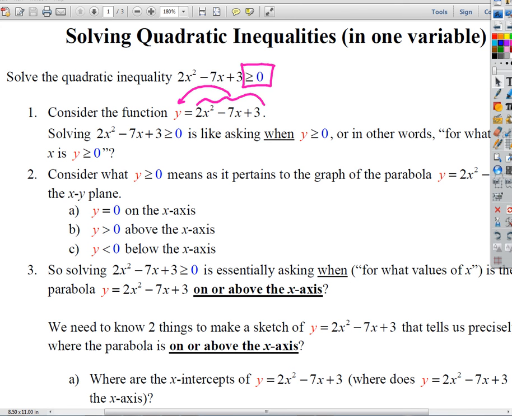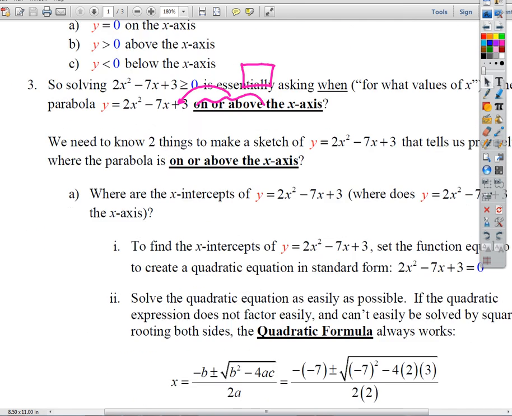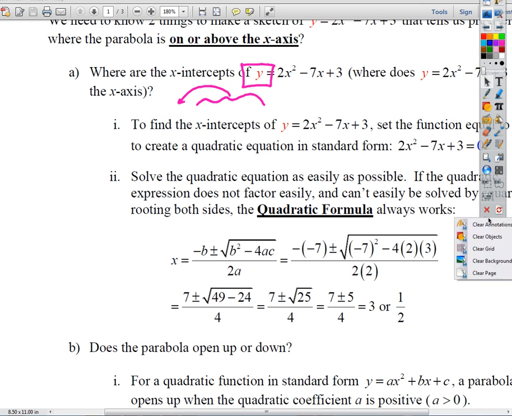If I want to sketch this parabola, there really are only two things I need in my sketch. It does not need to be accurate at all. All we have to know is, where are the x-intercepts? So where does it cross the x-axis, and does it open up or down? Doesn't that make sense? Right? That's all I really need. And so to find the x-intercepts, I'm just going to set this thing equal to 0. My original equation, the quadratic equation, equal to 0, and solve it any way I want to.